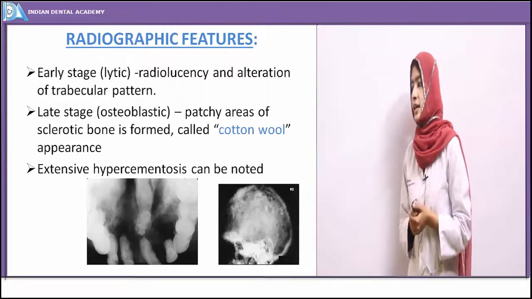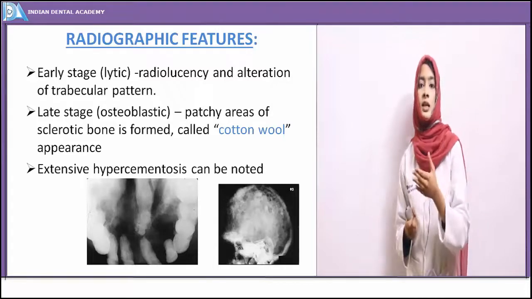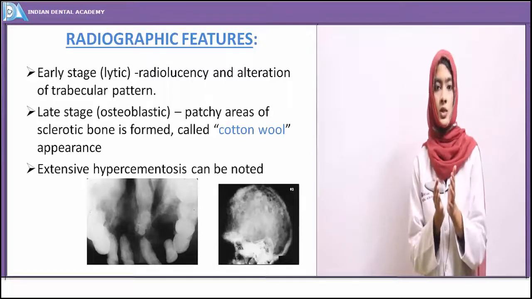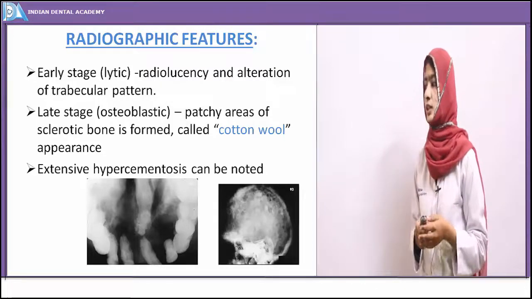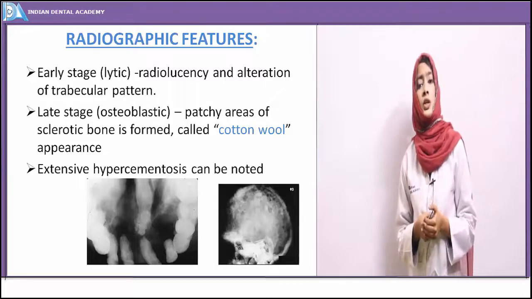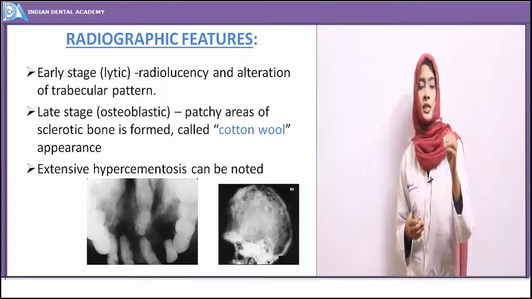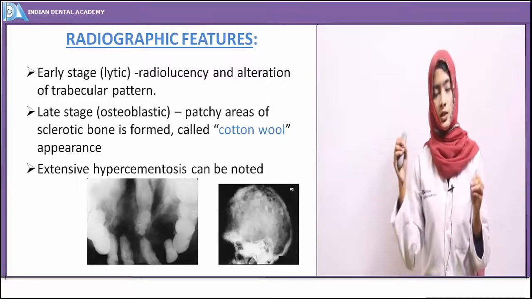So the early lytic state shows a radiolucency and there is a change in the trabecular pattern. Normally the trabeculae are closely arranged, but they become irregular now. So the late stages show the osteoblastic state, that is the deposition of bone occurs. So there is patchy distribution of the bone, giving rise to this cotton wool appearance.